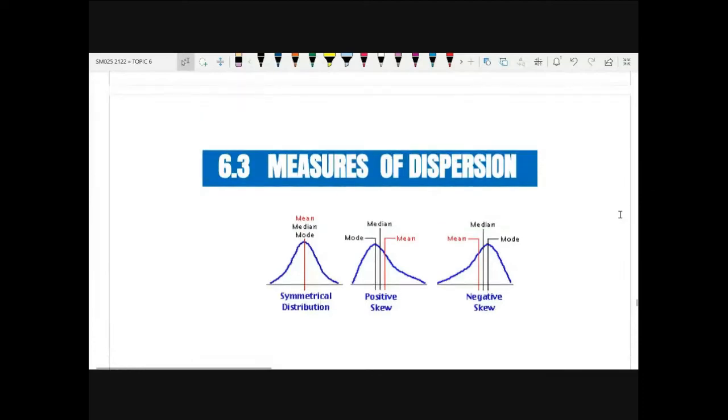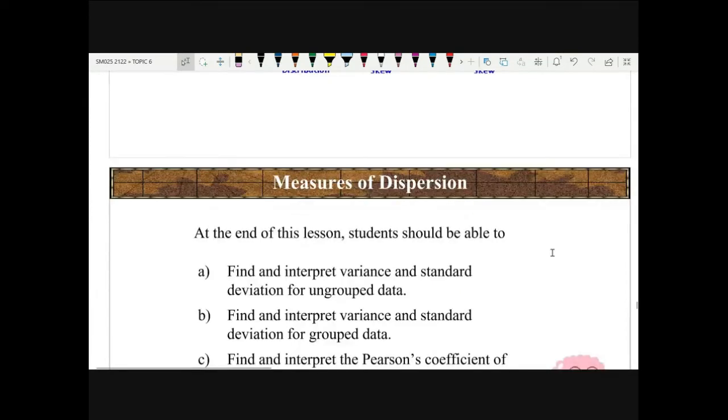So today we will proceed with the last part of chapter 6, measures of dispersion. What is a measure of dispersion? So get ready everyone. Kita terus mula.